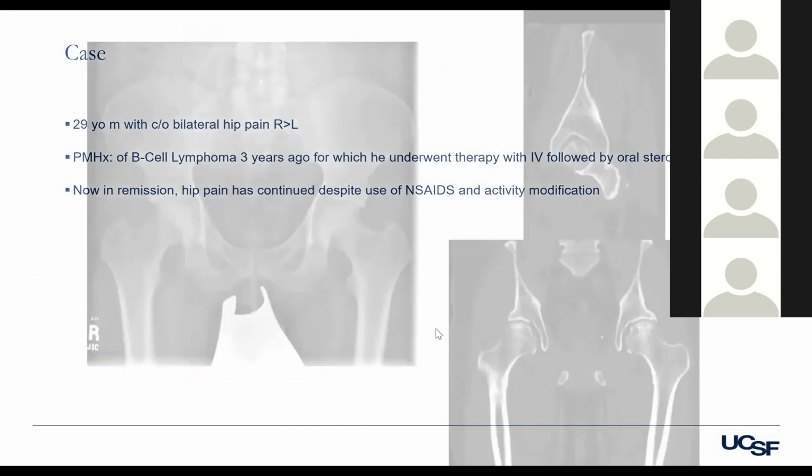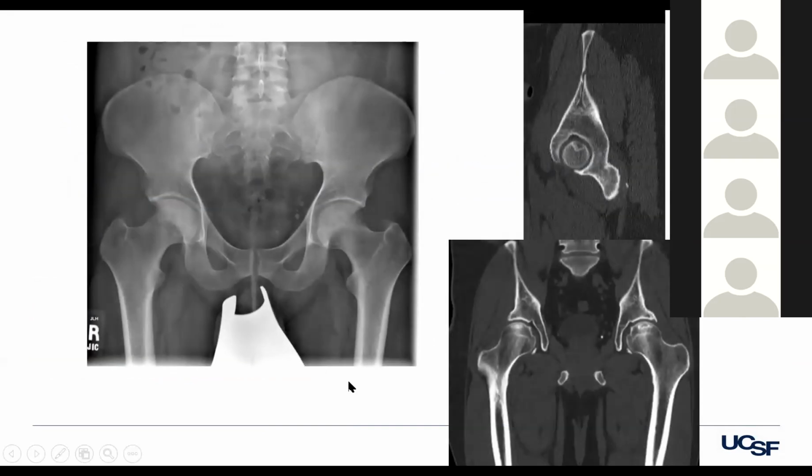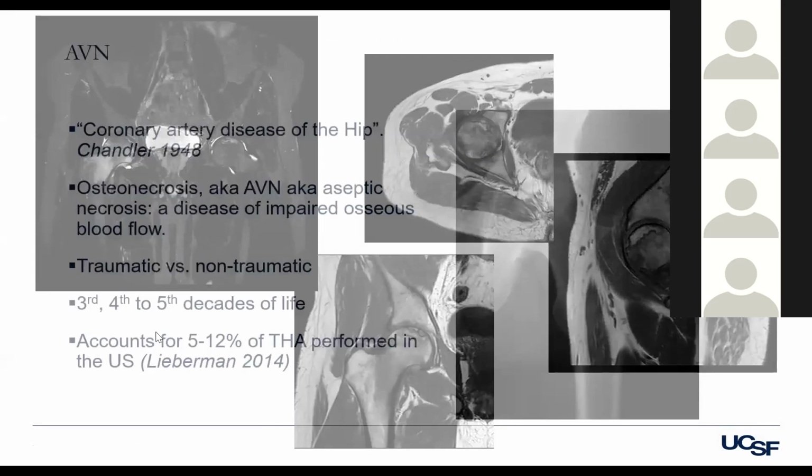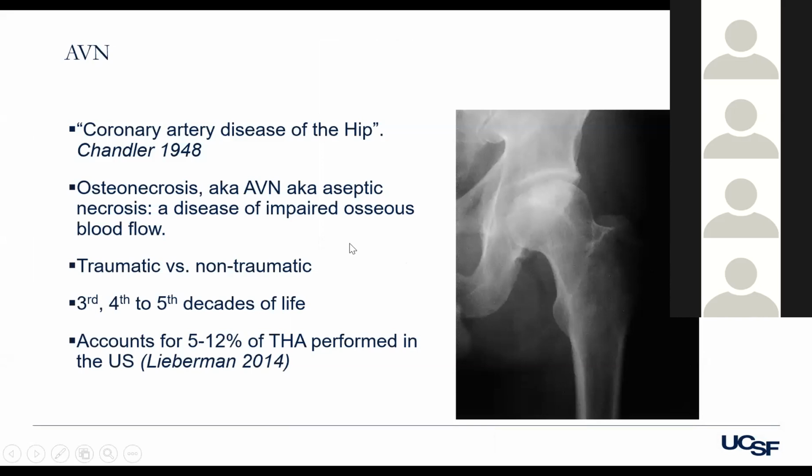I'll just skip this. Actually, we'll talk about this. This is a patient with leukemia who had steroids. Got a CT scan for another reason, and was found to have this small lesion on the left hip. Subsequently got an MRI and had lesions on both sides. And so the question is what to do for it. AVN, osteonecrosis, is a loss of blood supply to the head. It usually affects younger patients and accounts for about 10% of total hips.